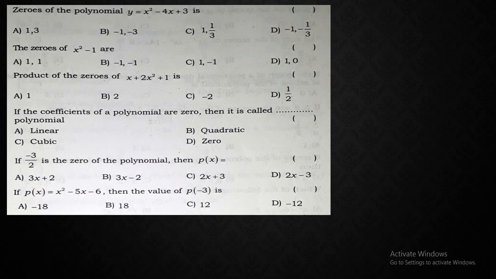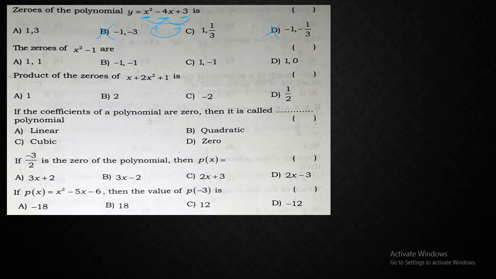Zeros of the polynomial x square minus 4x plus 3. While solving these problems, first of all, see how many sign changes are happening. Here the sign is positive, here negative, here positive. So from positive to negative, negative to positive. If there are two changes, then both the zeros are positive. That means option B and option D will never come.